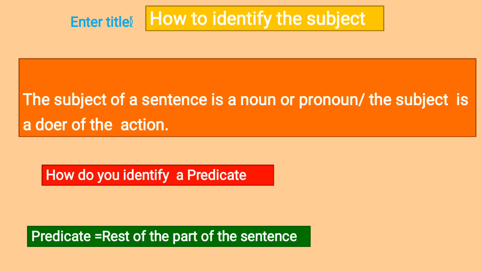The subject of a sentence is always a noun or a pronoun, and subject is also a doer of the action. That's how we will identify the subject. So how do we identify the subject? The subject is a noun or a pronoun. The subject is a doer of the action. How do we identify the predicate? The predicate becomes the rest of the part of the sentence.